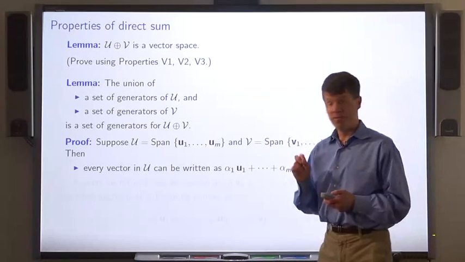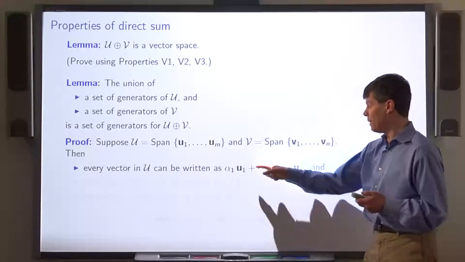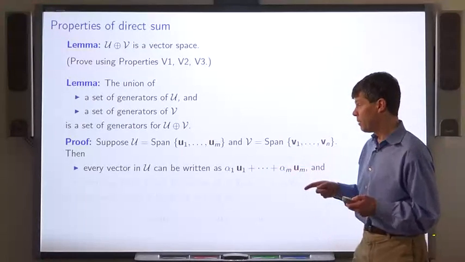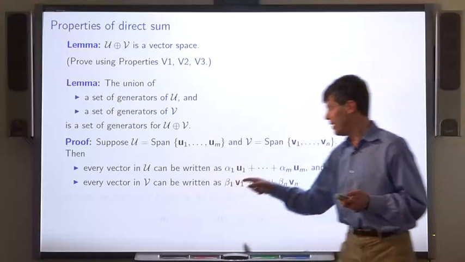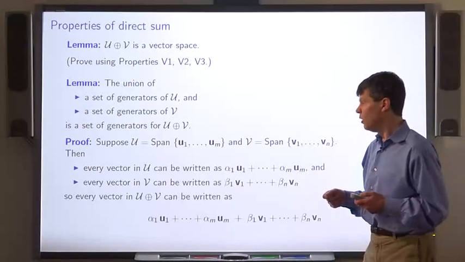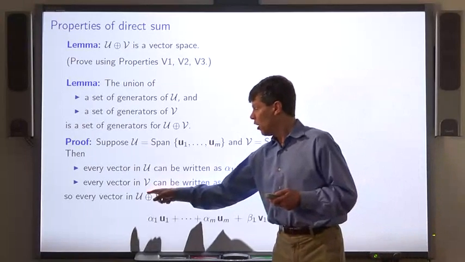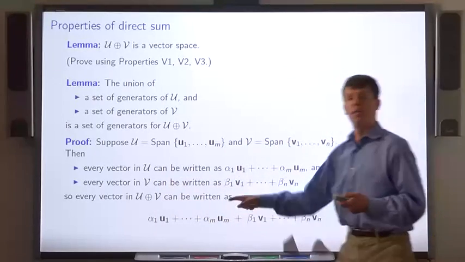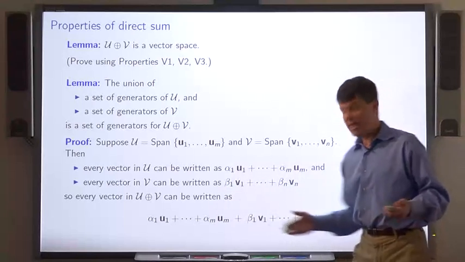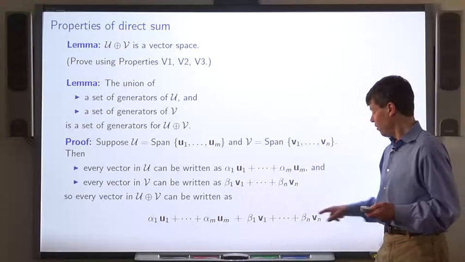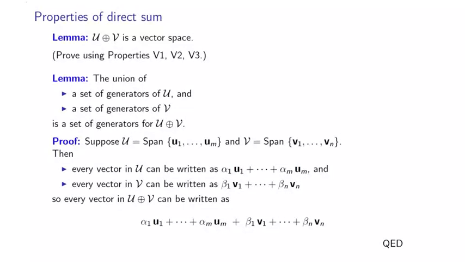Well, every vector in big U can be written as a linear combination of the vectors u1 through um, because they're generators. Similarly, every vector in big V can be written as a linear combination of v1 through vn, because they're generators. So every vector in U ⊕ V can be written as a vector in U plus a vector in V. But what we've written is a linear combination of the vectors u1 through um together with v1 through vn. So that shows that those vectors span the direct sum U ⊕ V.